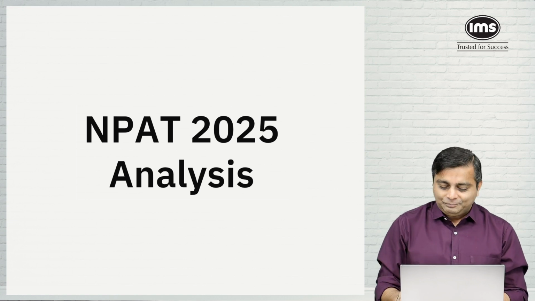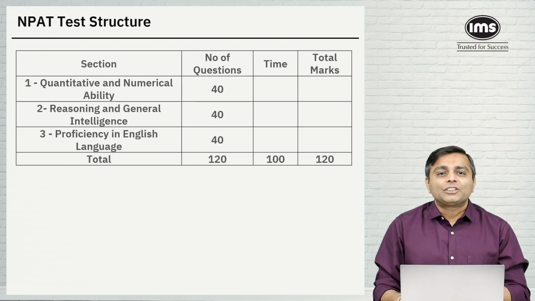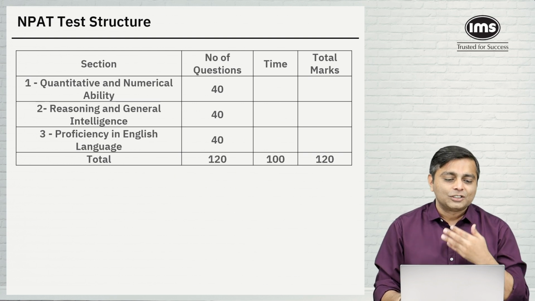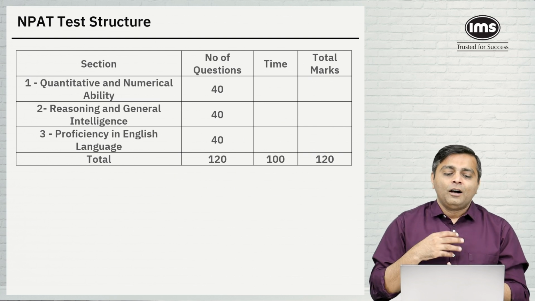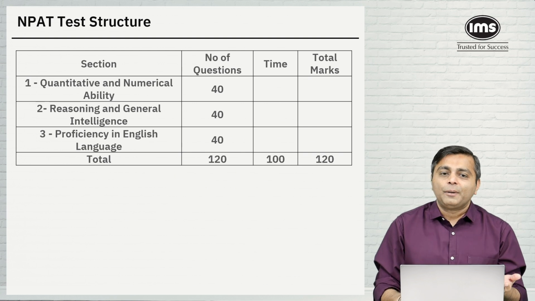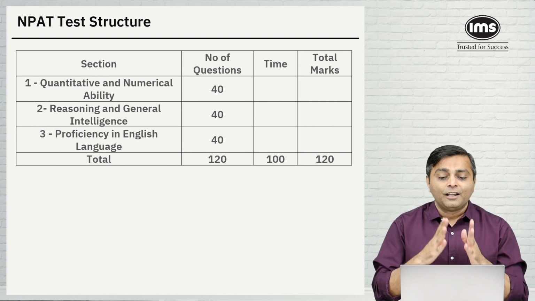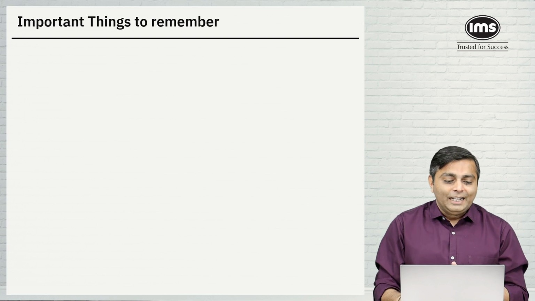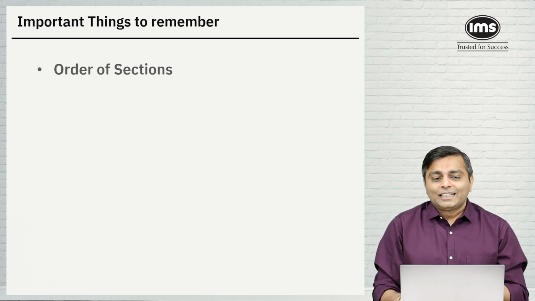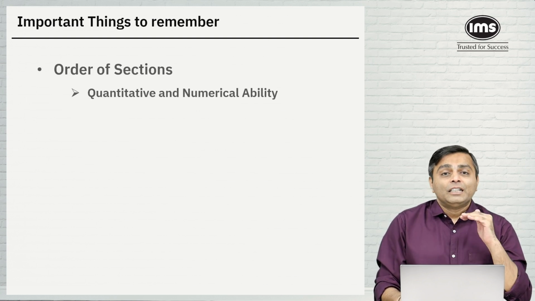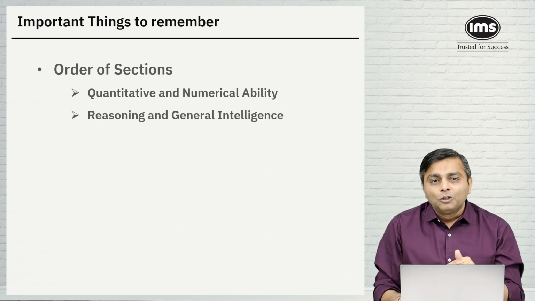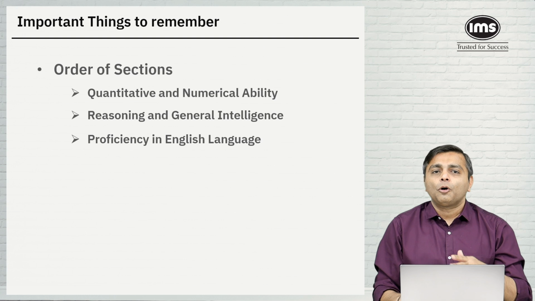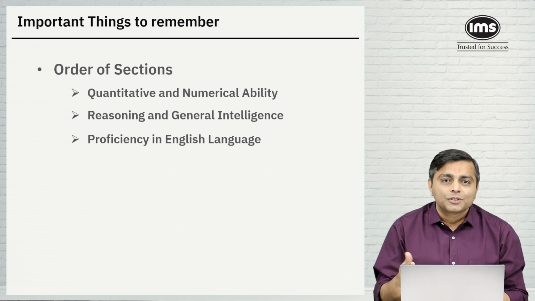actual NPAT. So yes, the test structure has not changed, as they had announced. The three sections: quant, reasoning, and verbal. 40 questions each, so a total of 120 questions in 100 minutes. Total marks still 120. Now, the order of the sections, very important. They started with quants, then went on to reasoning, and then verbal. This is the default order. You don't really have a choice to choose the order.